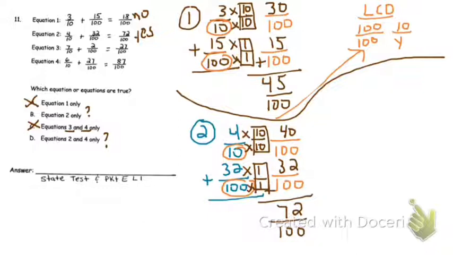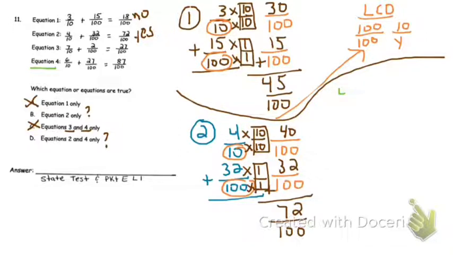Okay, I'm ready to move on, but look what I notice. I can try equation 3, but I've already narrowed it down to either multiple choice B or multiple choice D. Multiple choice B says equation 2 only. Multiple choice D says equations 2 and 4 only. So 3 is no longer even one of my options. Therefore, I'm not even going to waste my time trying 3. I'll just move down and try equation number 4.